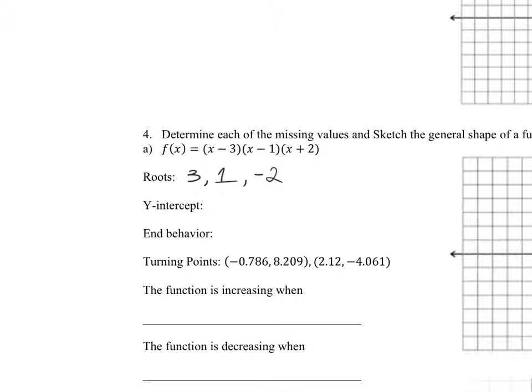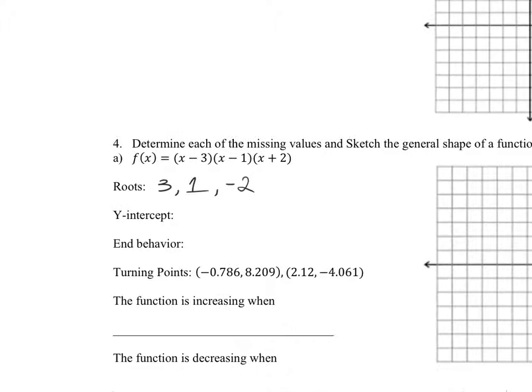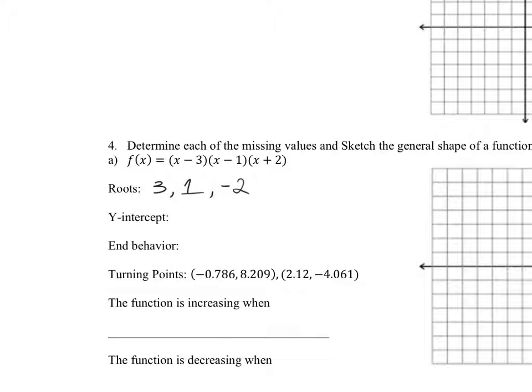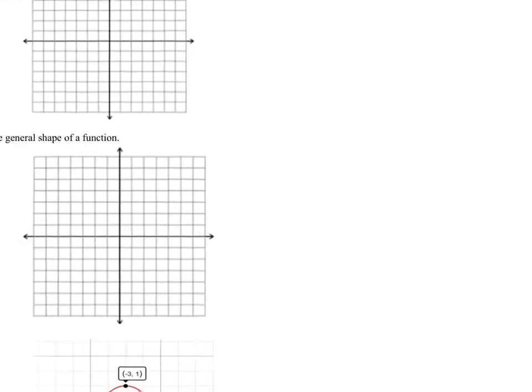In order to get the y-intercept, we need to put this into equation form. So we're going to go over here to the right to get some space. We're going to put (x minus 3)(x minus 1)(x plus 2). Now, we're not going to worry about the last factor for now. We're going to first worry about x minus 3 and x minus 1. So what we do, we have to multiply.